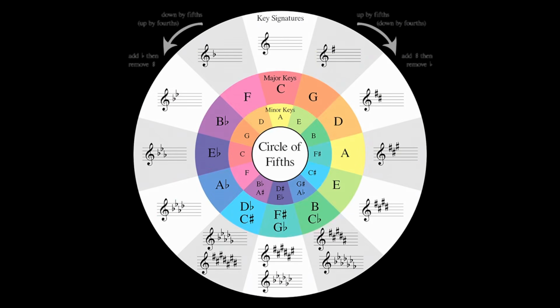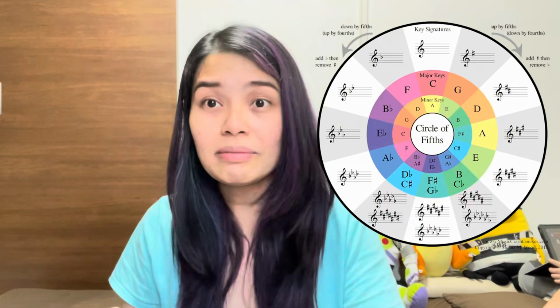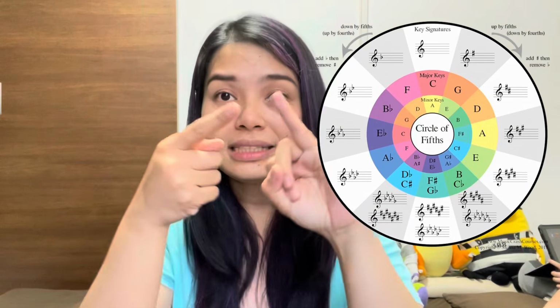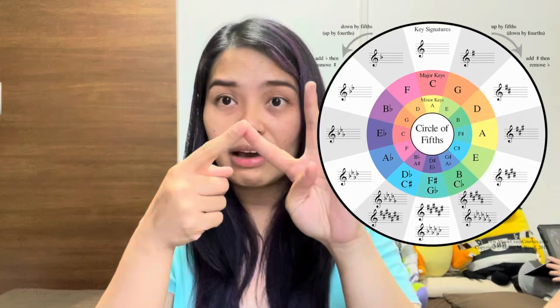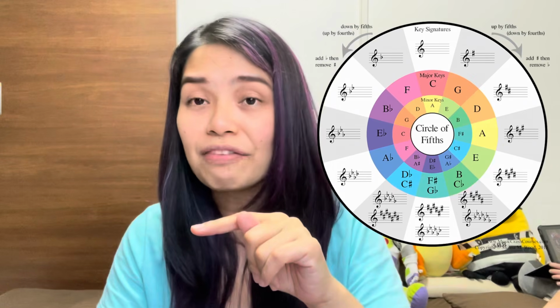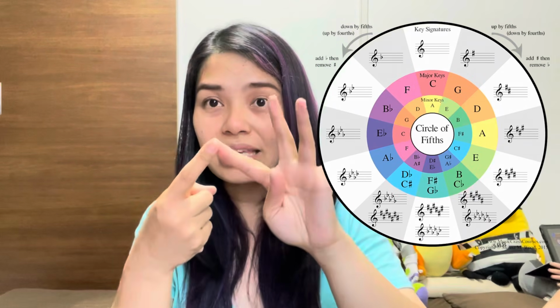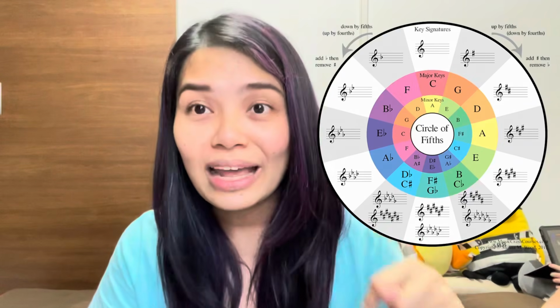Going around the circle of fifths clockwise, as you see sa diagram, it means that a tone or a note is a fifth above the previous one. For example, in this case, C to G. Magbibilang tayo. C, D, E, F, G. So, next to C is G. After that, G. G, A, B, C, D. And so on and so forth.